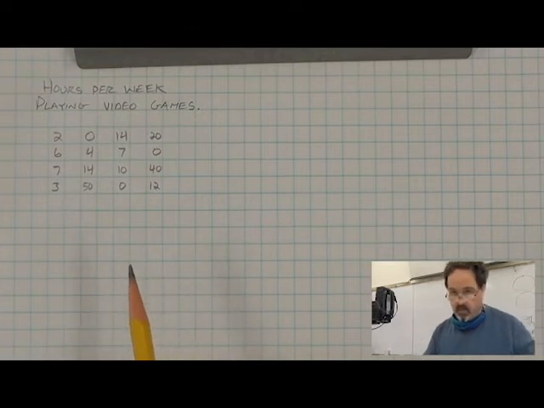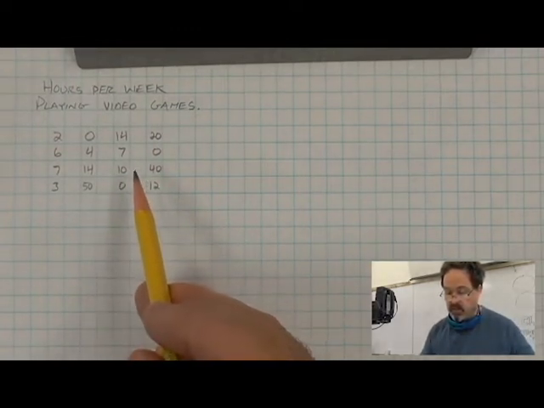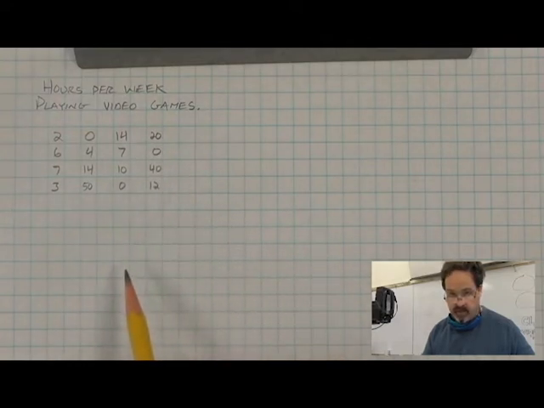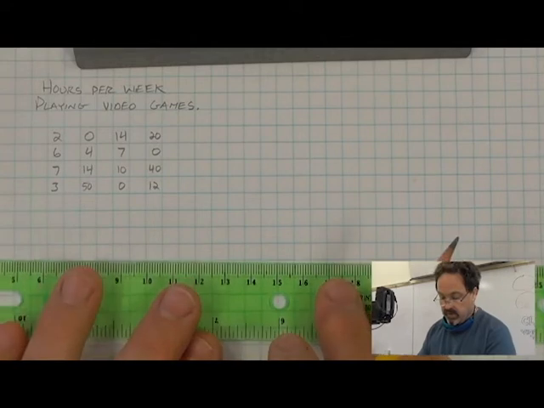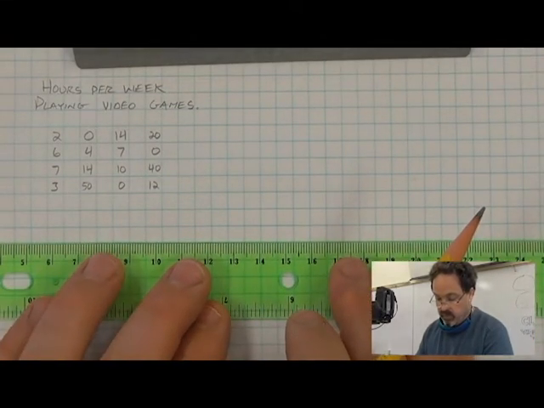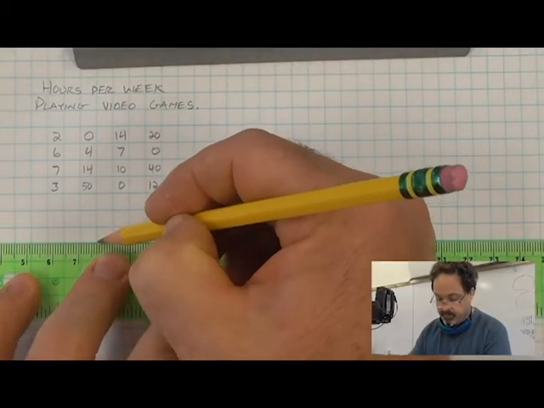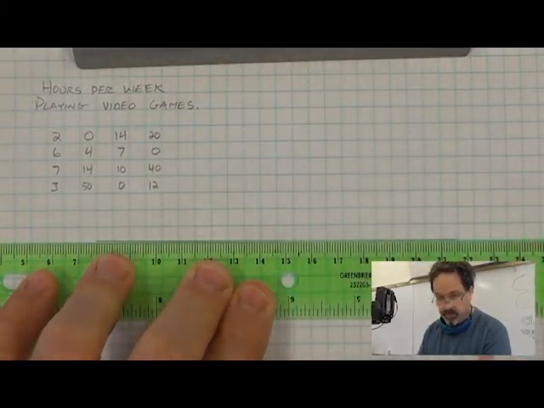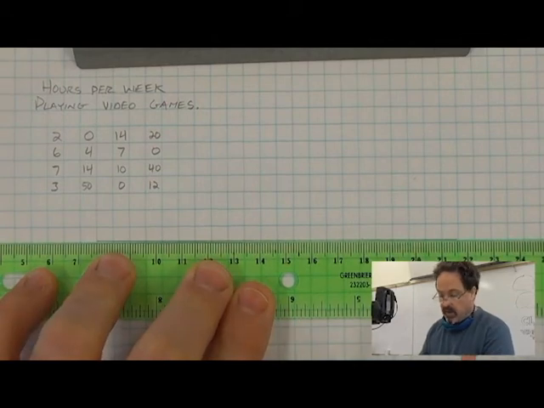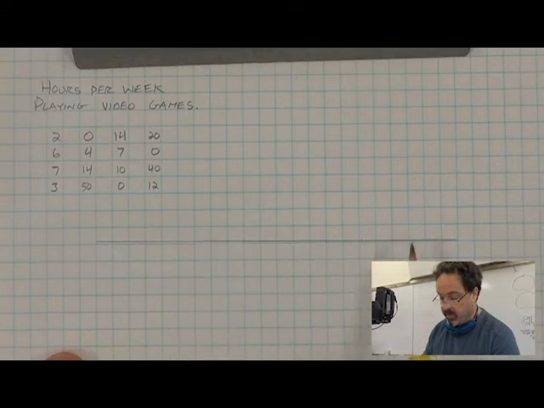For a dot plot, we're not going to put the numerical information into categories. A dot plot does not need categories. Instead, we start with a number line. This time I'm going to use a ruler to make a number line. And when we graph, we're going to make tick marks and label those tick marks.